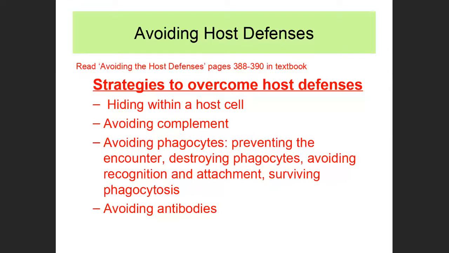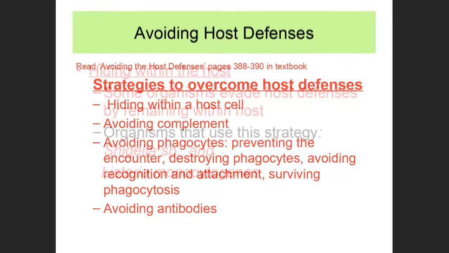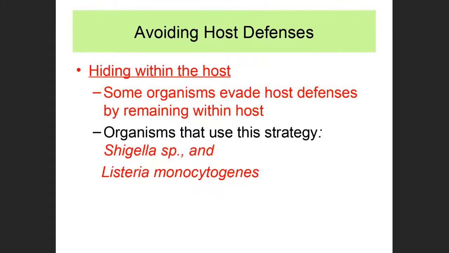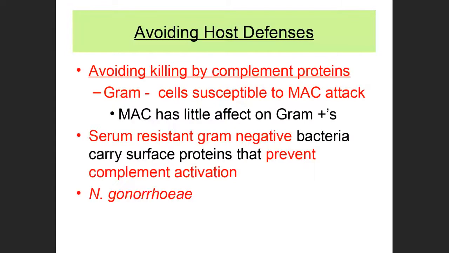So one strategy is just to hide within the host cell and just stay there. And it's a strategy that quite a few organisms follow. So Shigella can do that. It just stays inside host cells, jumps from one host cell to the next, and as long as it's in there, it would probably be safe. Listeria monocytogenes, which causes listeriosis, is another one that can do that. Mycobacterium tuberculosis can do that also, then become latent and just stay inside cells. So that would be one strategy, just to hide.